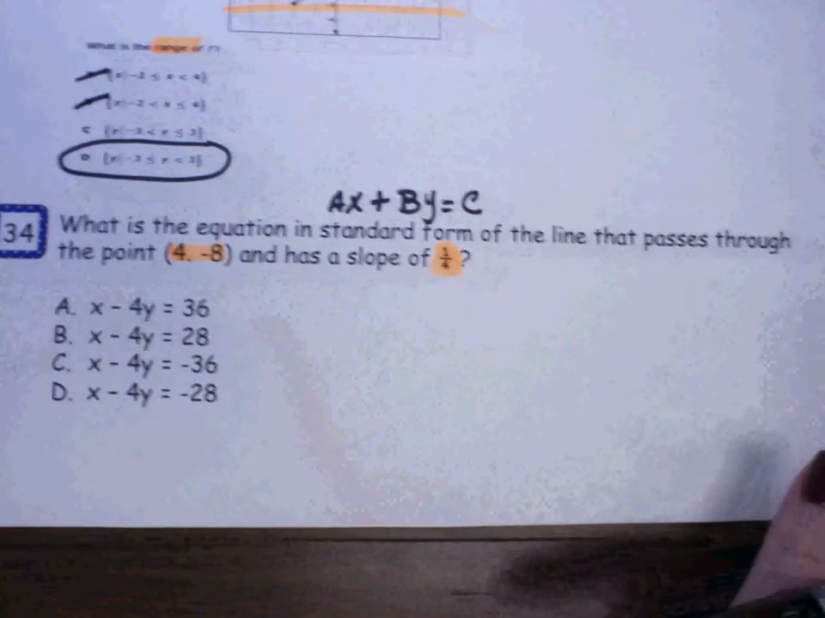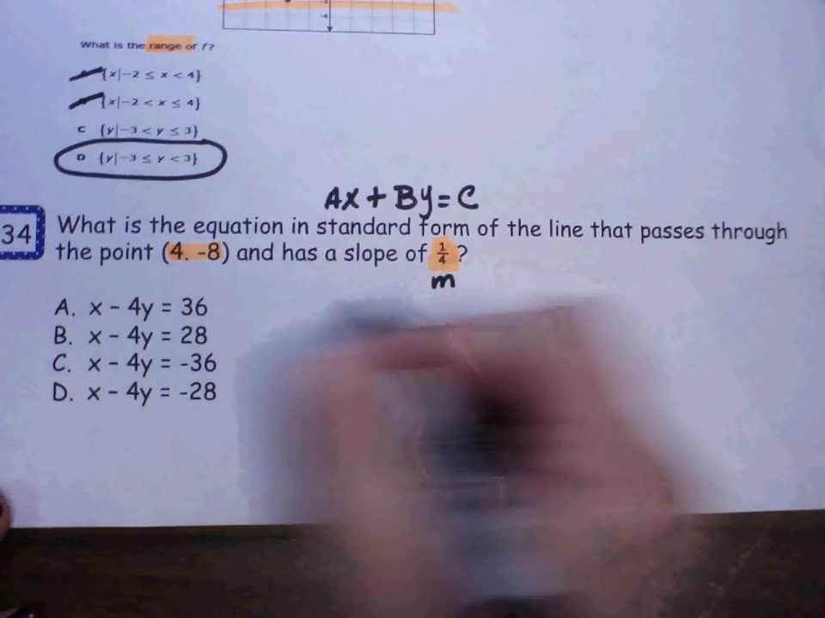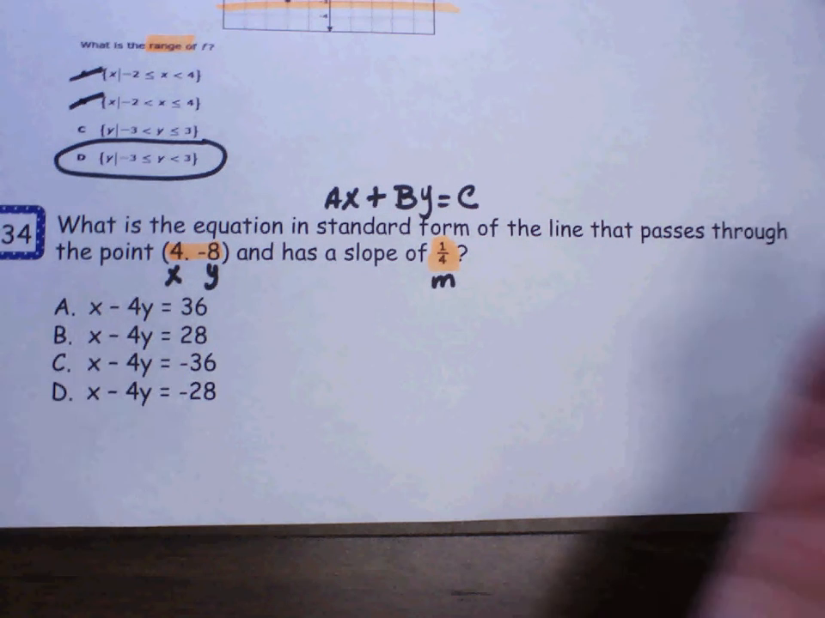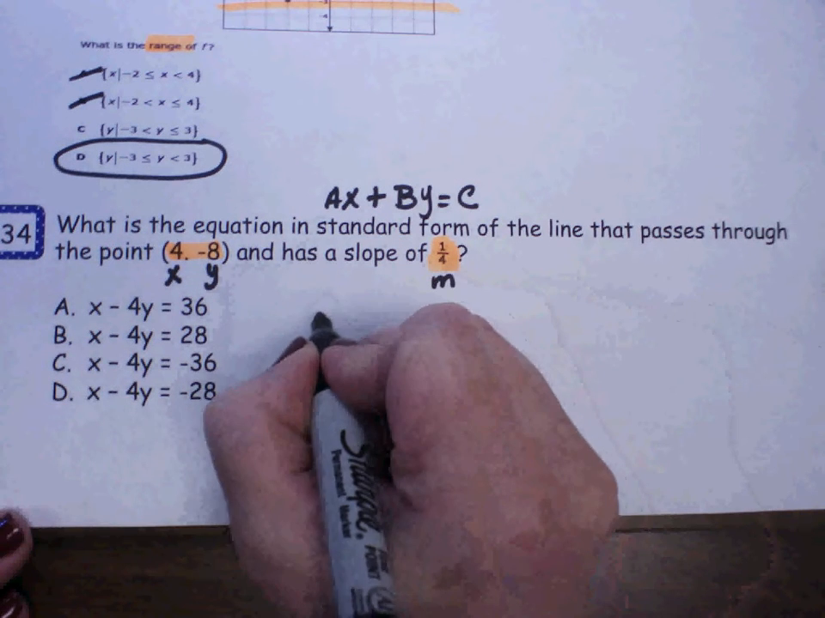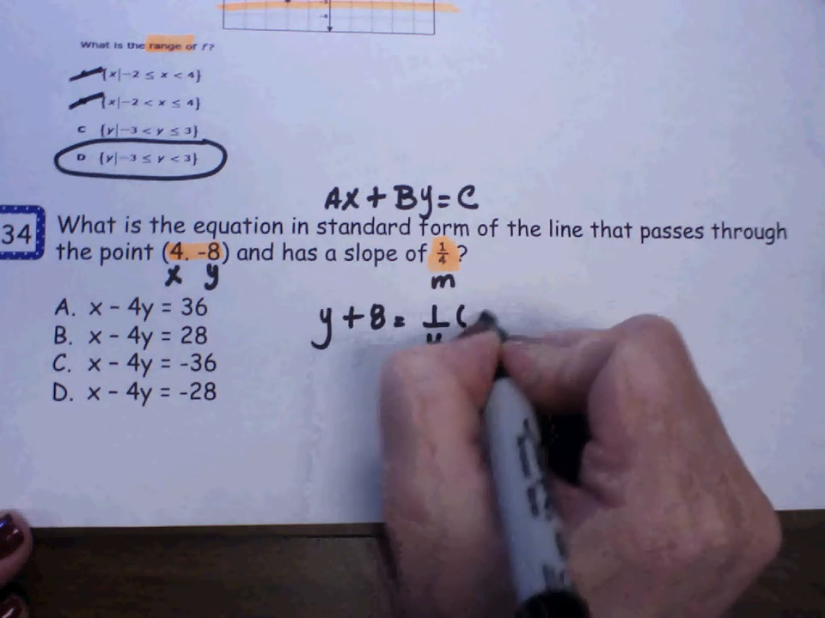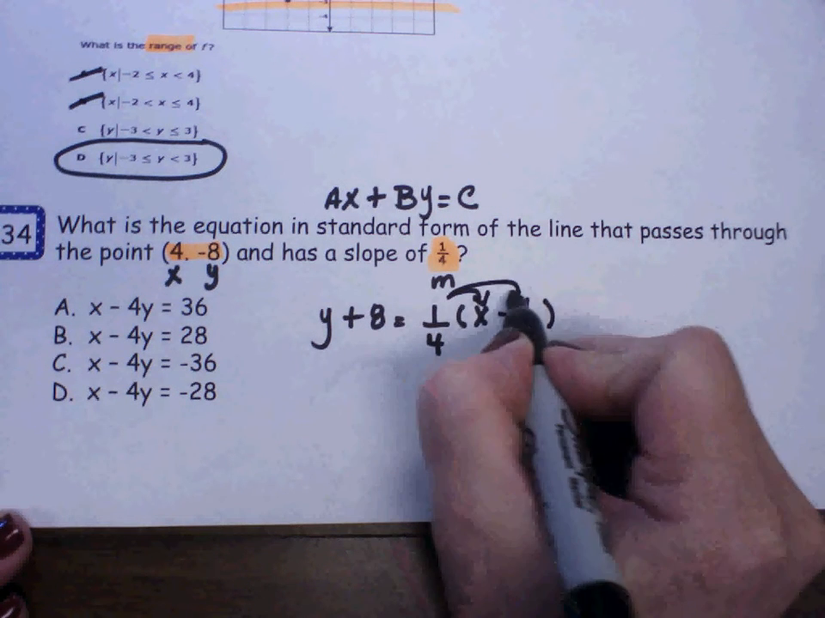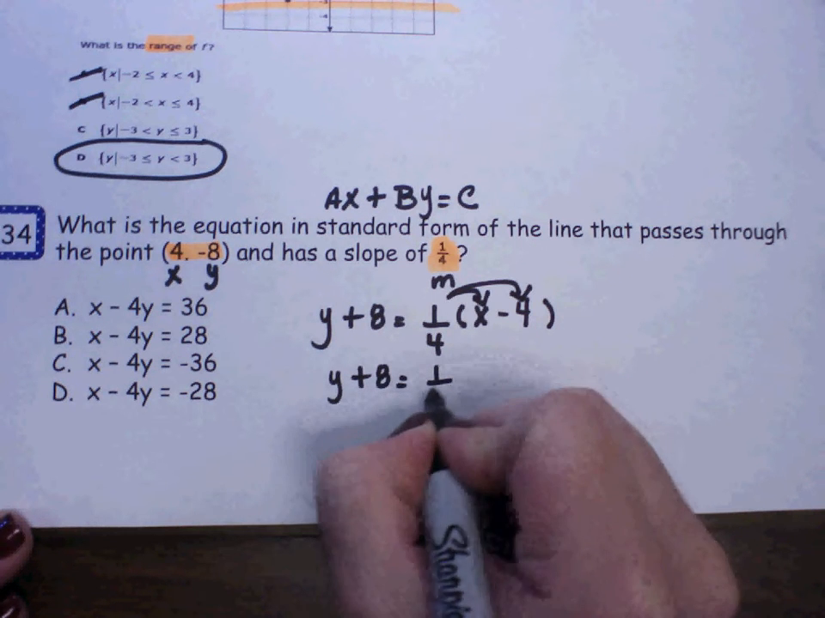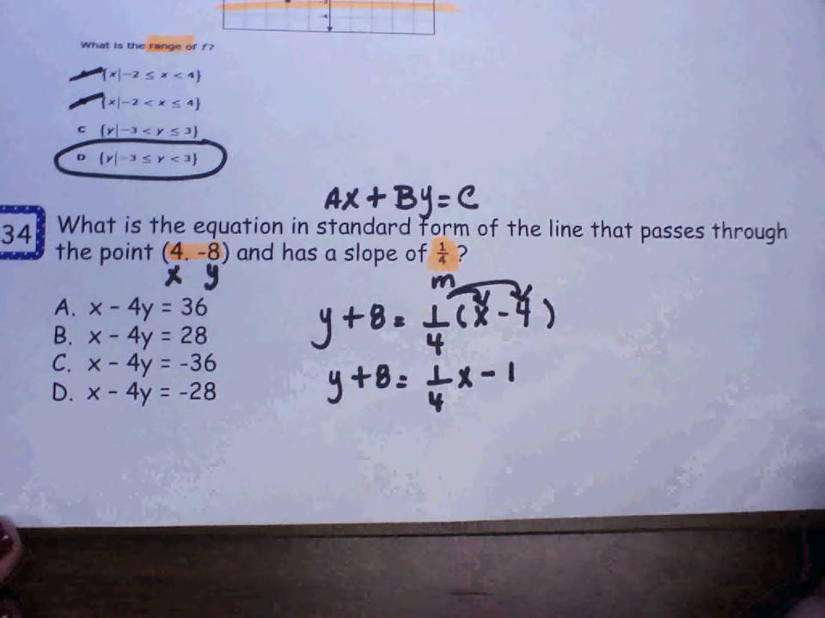All right, so how would you do this? Point slope, most definitely. Very good. Because your m is 1/4, your x is 4, and your y is negative 8. That's just the easiest one to turn into anything you want to turn it into, okay? So let's see. y plus 8 equals 1/4 x minus 4. Okay, so distribute the 1/4. So y plus 8 equals 1/4 x minus 1. Very good.